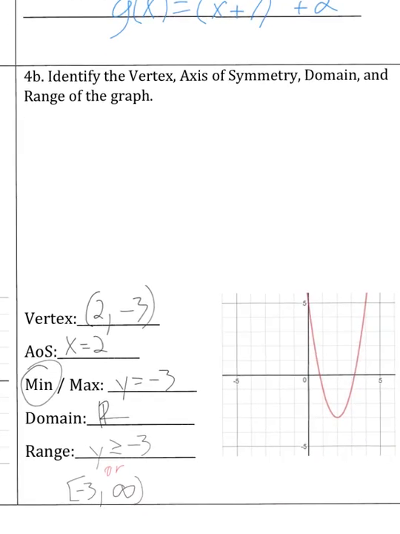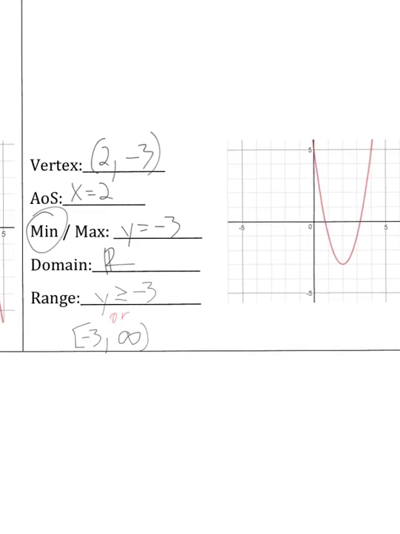Alright, 4b. Identify all these attributes. So the vertex was here at 2, negative 3, so the axis of symmetry is x equals 2. The minimum point was down here at y equals negative 3. The domain is all real numbers, and then the range is, since it's going up, y is greater than negative 3, or you could say negative 3 in a bracket, comma, infinity in a parenthesis.